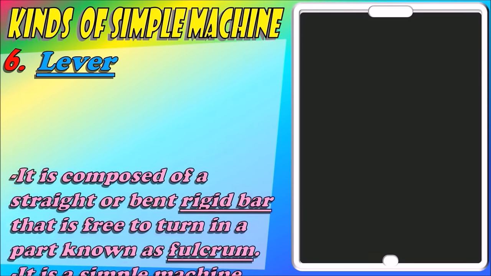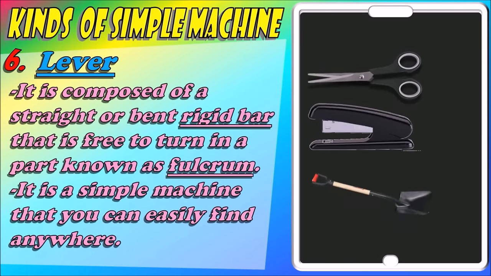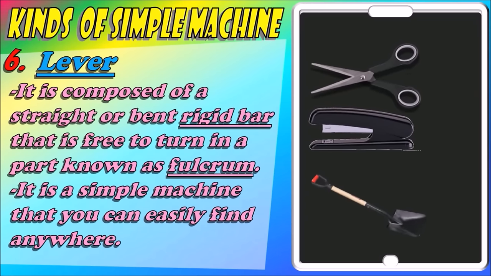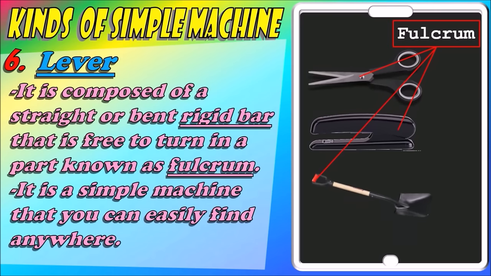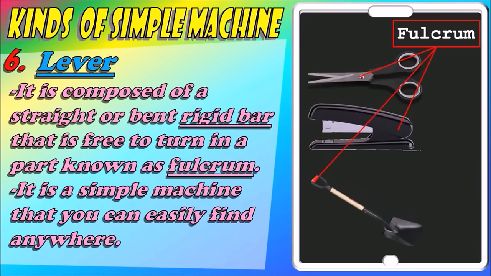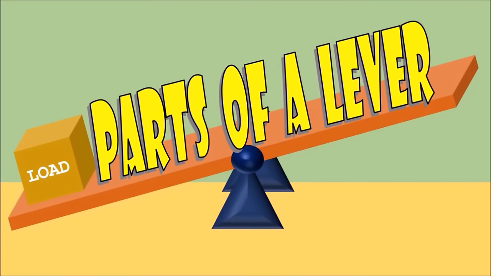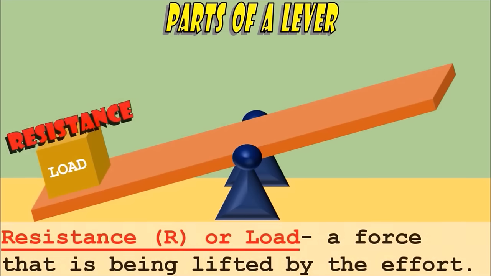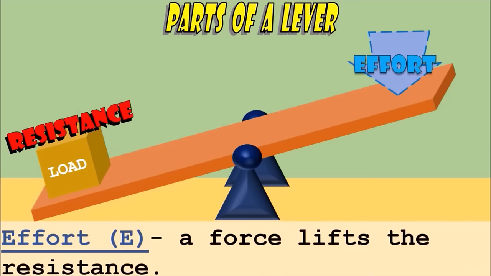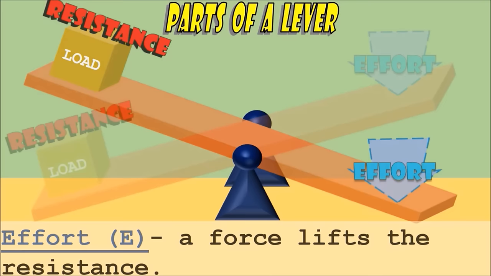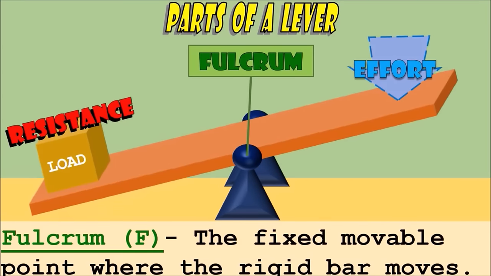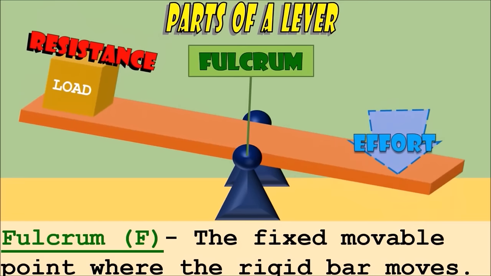Number 6. Lever. A lever is composed of a straight or bent rigid bar that is free to turn in a part known as the fulcrum. It is actually a simple machine that you can easily find anywhere. These are the parts of a lever. The resistance or load is the force that is being lifted by the effort. The effort is the force that lifts the resistance. The fulcrum is the fixed movable point where the rigid bar moves.